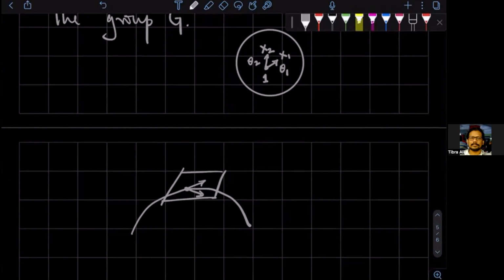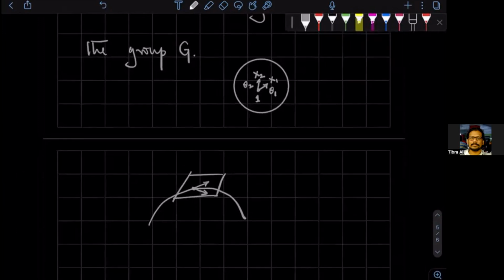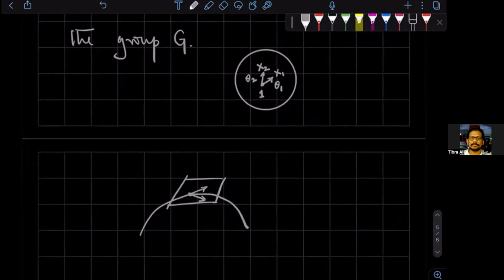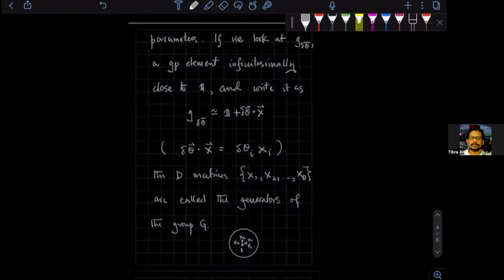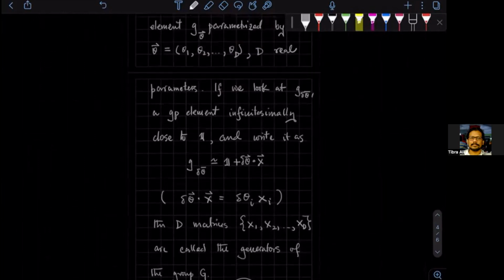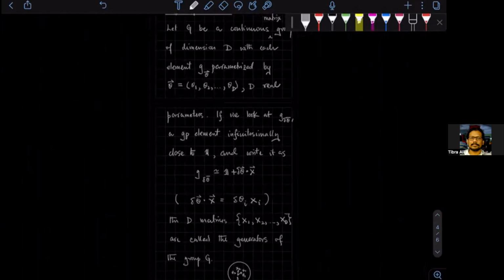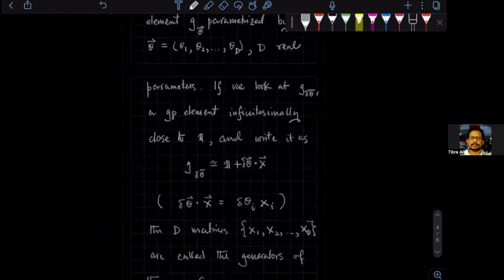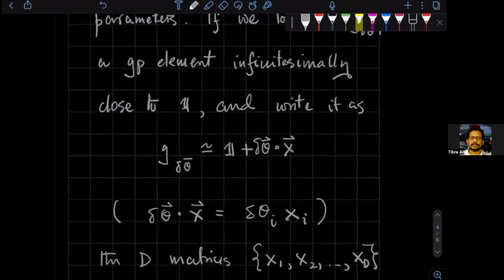Is the definition of the generator clear, at least from an operational point of view? Are the generators elements of G? No, the generators are not elements of G. They are elements of what we will call the Lie algebra. They are elements of the tangent space.